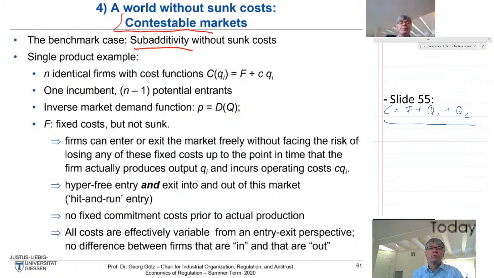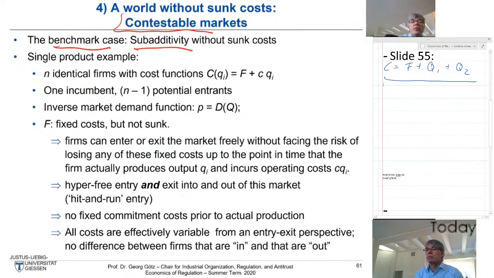The point is here, the benchmark case is that we have sub-additivity, actually, as you will see here in a very simple form, fixed cost plus constant marginal cost. So we have decreasing average cost over the whole range. And we assume that there are no sunk costs. These are just fixed costs. If you don't become active or if you have been active in the past, you can withdraw, exit from the industry without any costs left.